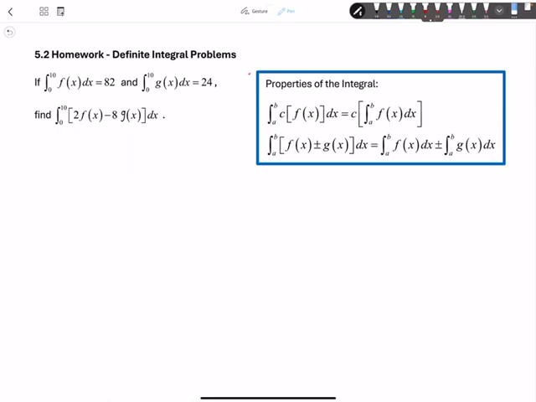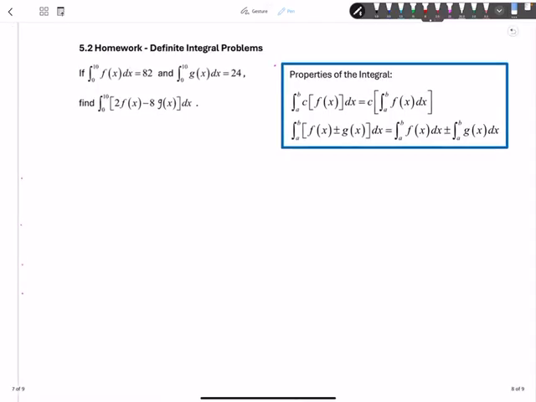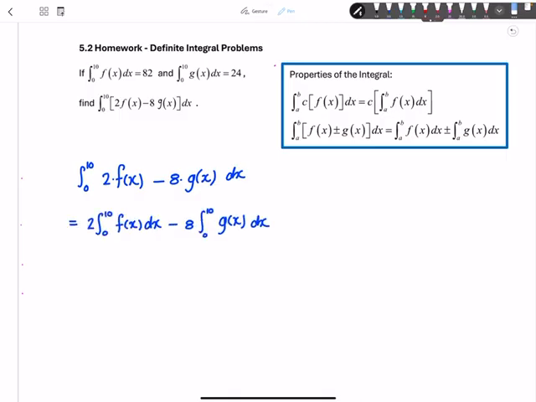All right. So again, using these properties, we can rewrite our integral as 2 times the integral from 0 to 10 of f of x dx minus 8 times the integral from 0 to 10 of g of x dx. And now we can substitute. So we know these values. The integral of f of x is equal to 82, minus 8 times the integral of g of x, which is equal to 24. And we can calculate 2 times 82 minus 8 times 24. I get that this is equal to negative 28.